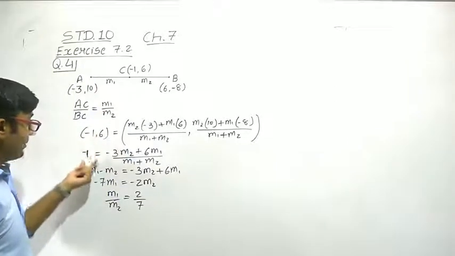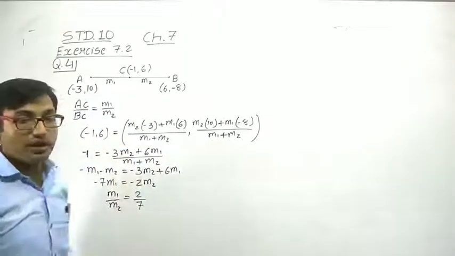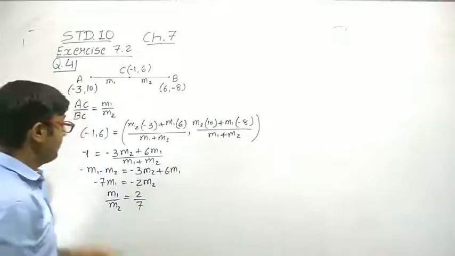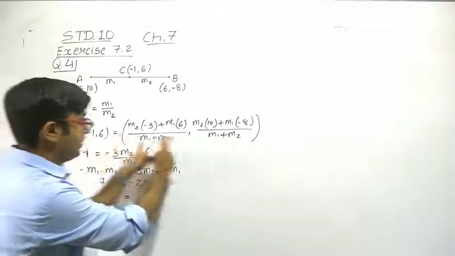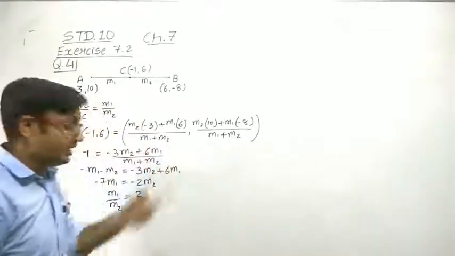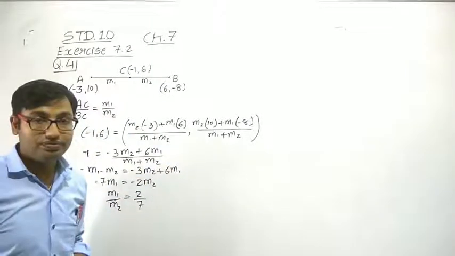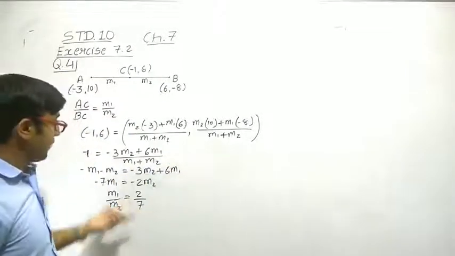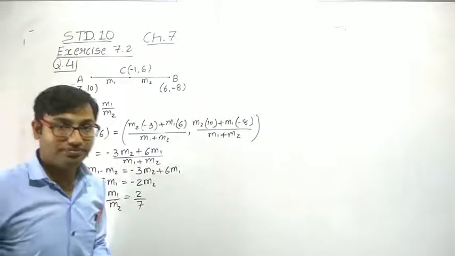So just by comparing the x coordinate, we get the values of m1 and m2. In the same way, when we compare this y coordinate with this y coordinate, we get the same ratio. Okay? So in this way, we can find the ratio.